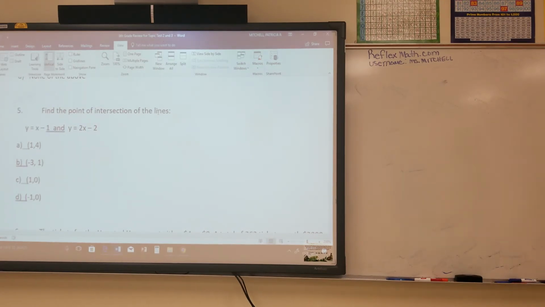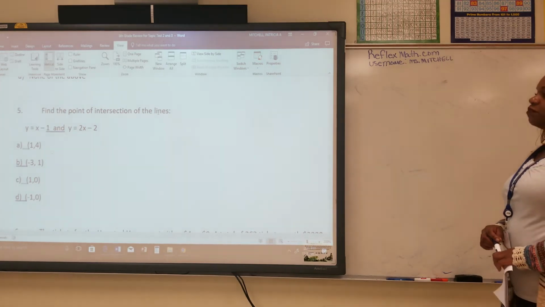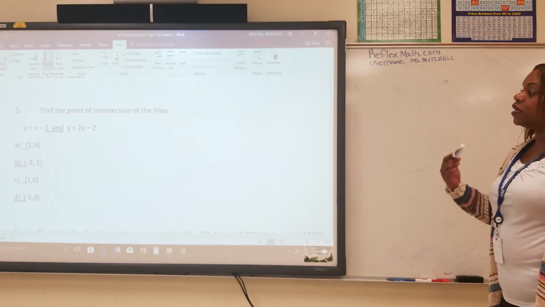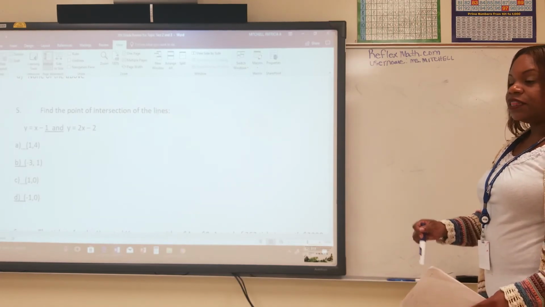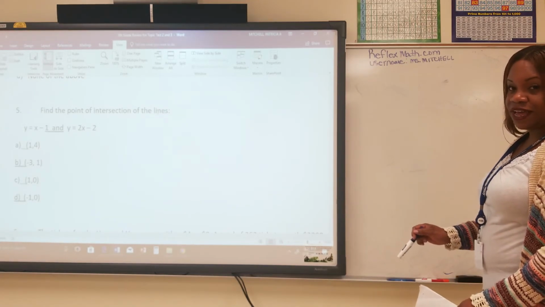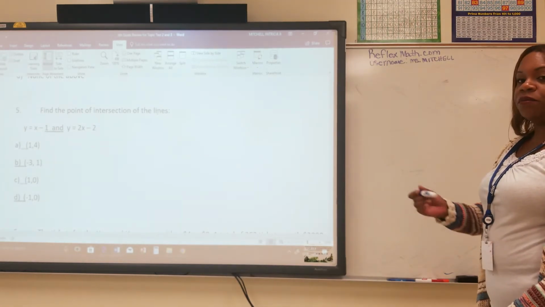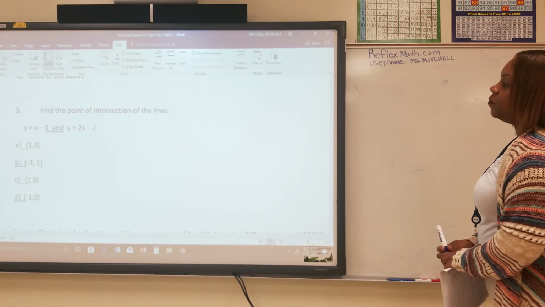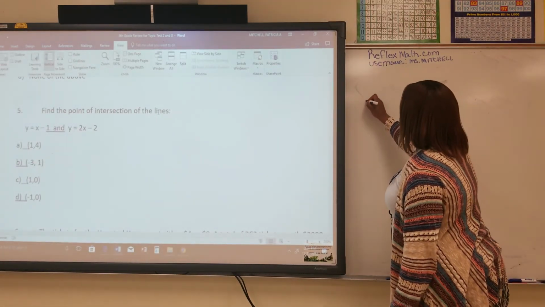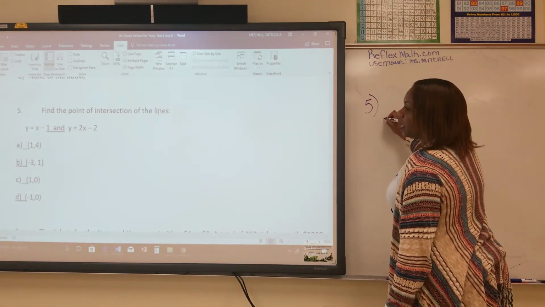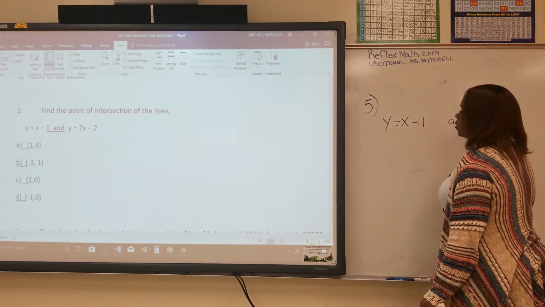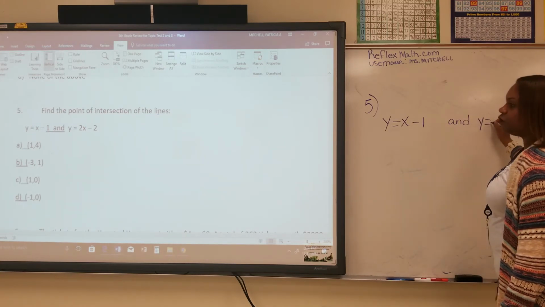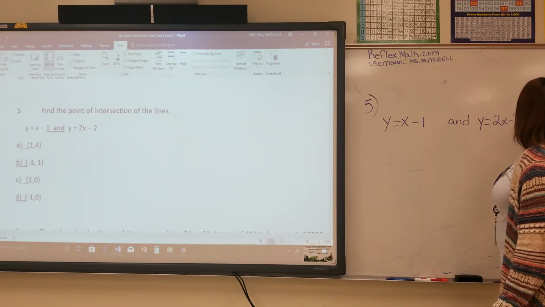So find the point of intersection of the lines y equals x minus 1 and y equals 2x minus 2, okay? So instead of them just giving you the lines like they did in the last question, they're giving you the equations of the lines, and you have to find out at what point do they intersect. So this is number 5. They gave us y equals x minus 1 and y equals 2x minus 2.